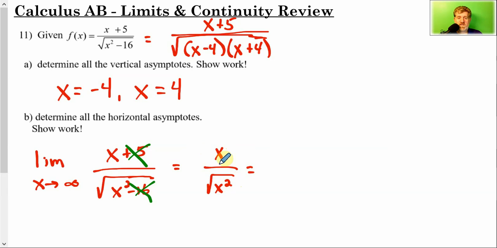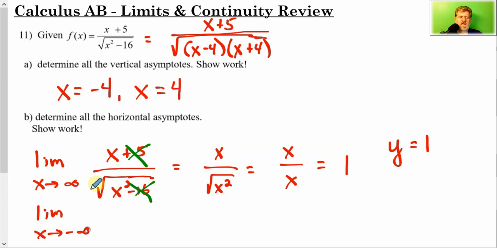Now, will one of these two win a war with each other? Well, x is x. What's the square root of x squared? Oh, it's x. So guess what? They don't win a war, they tie. x divided by x is 1. So your horizontal asymptote is 1. Now that's when x goes to infinity. What happens if it goes to negative infinity? Now all this works. It's all the same. It's going to go to 1, except be careful of signs.